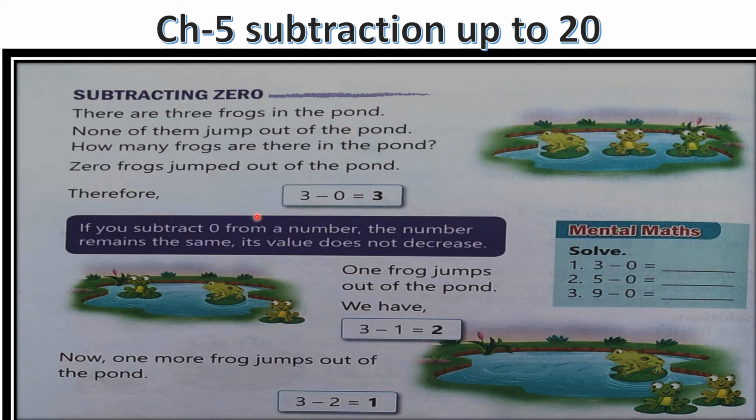Now see here, example. There are 3 frogs in the pond. You can see here 3 frogs are there in the pond. Now, none of them jump out of the pond, means no one jumps out of the pond. So how many frogs are there still in the pond? Zero frogs jump out, so 3 minus 0 is equal to 3.